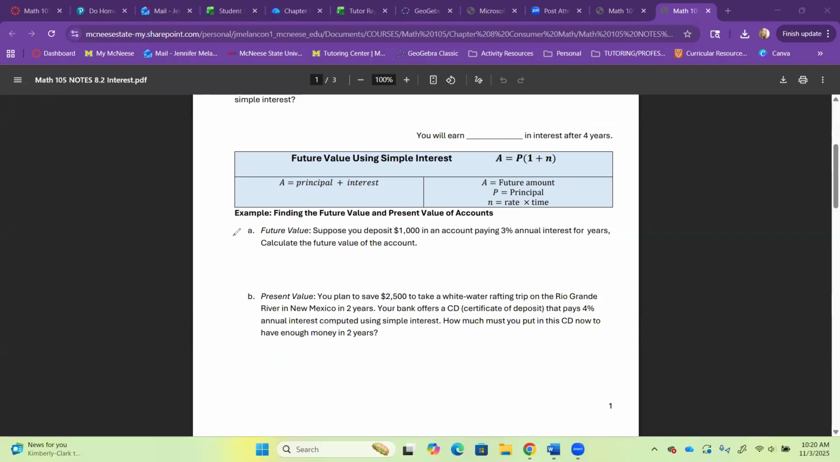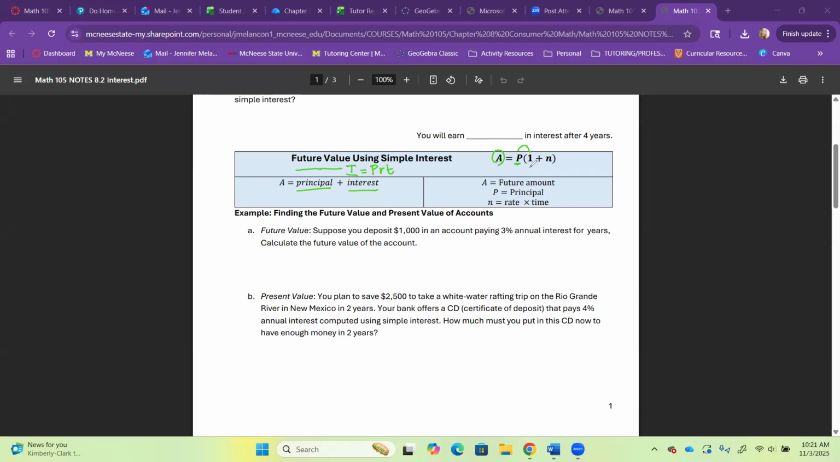Okay, so the future value using simple interest is given by the formula A equals P times 1 plus N. So if we're adding our principal plus our interest, and our interest we knew was from the formula before, PRT, then A is our future amount. This is the future amount that we're going to have after we deposit some amount of money, and then we multiply it by our interest to figure out how much interest we'll have. But the multiplied by 1 is just the principal itself.